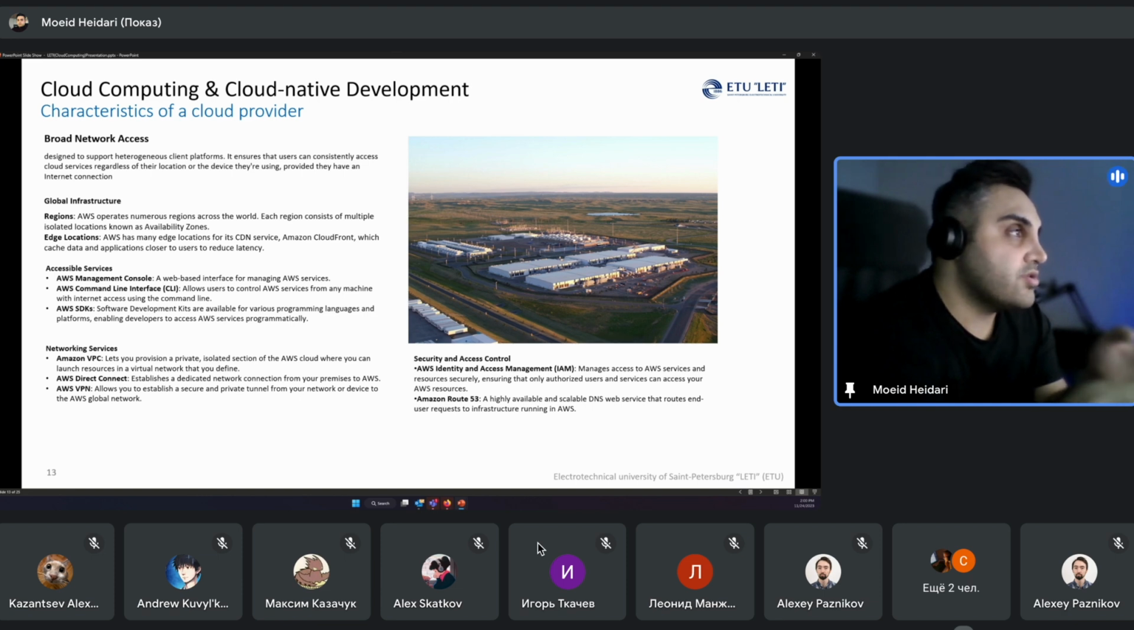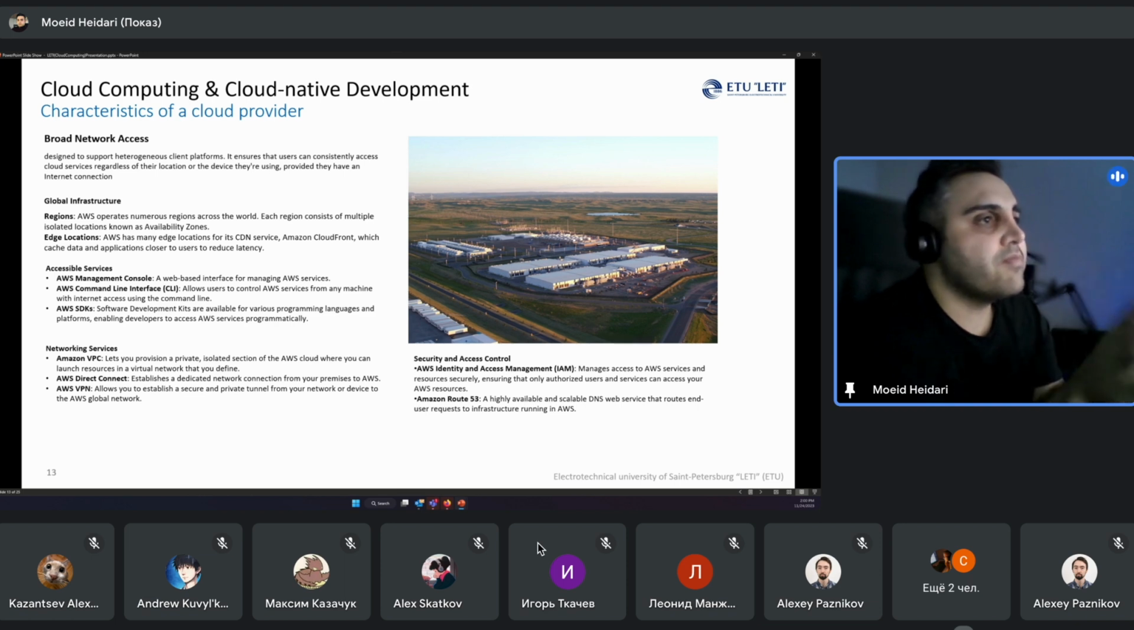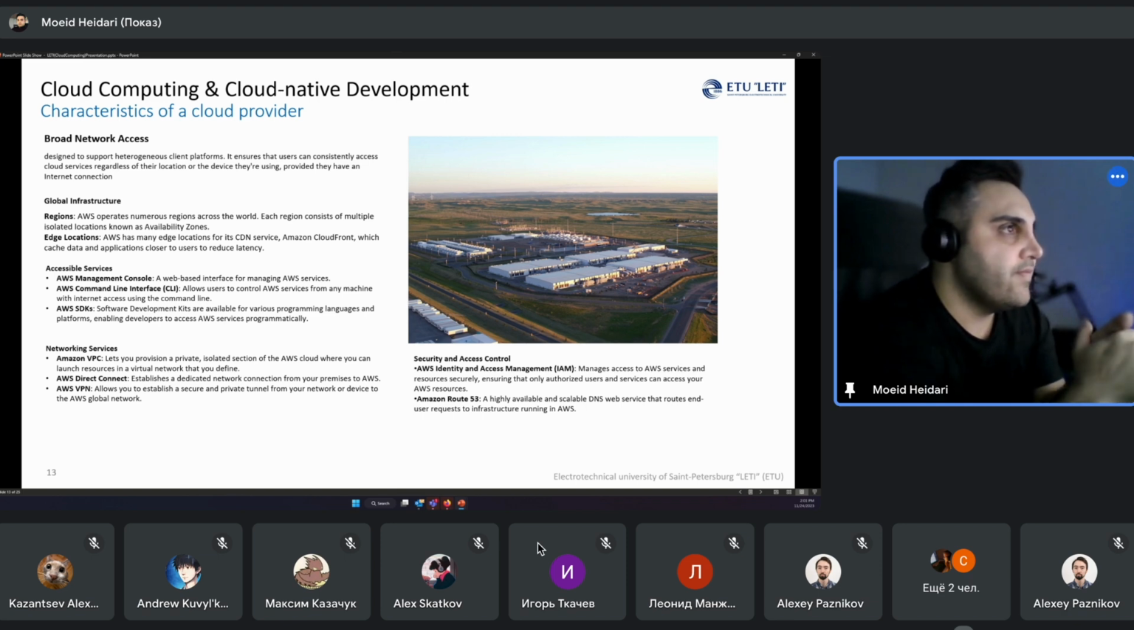And global infrastructure, there should be a global infrastructure. It means we cannot have just a bunch of servers in the United States and connect all the people from all over the world to this data center or to this network, because it's not possible. We have the geographical limitations, we have different network speeds, and all of those things.